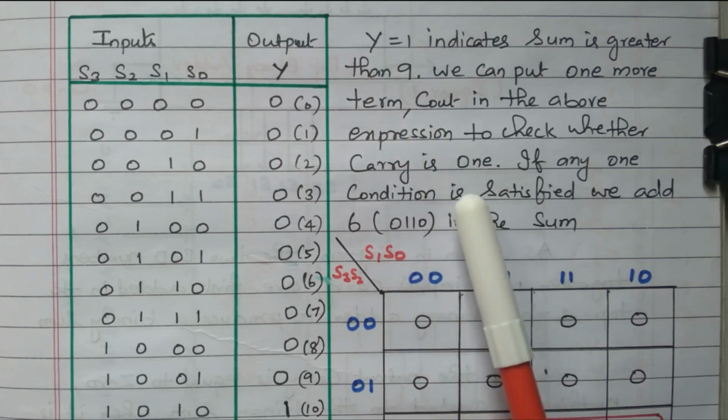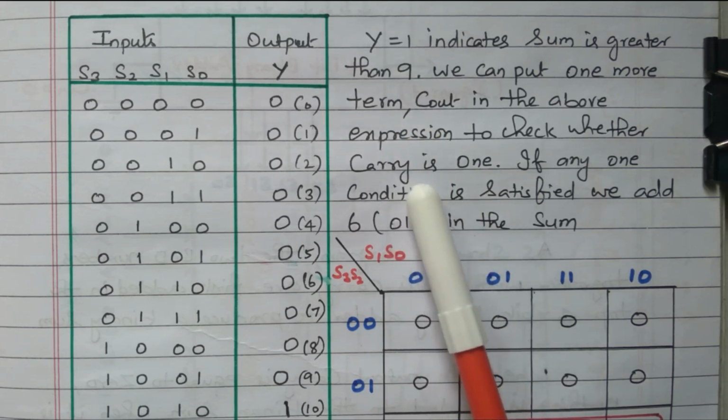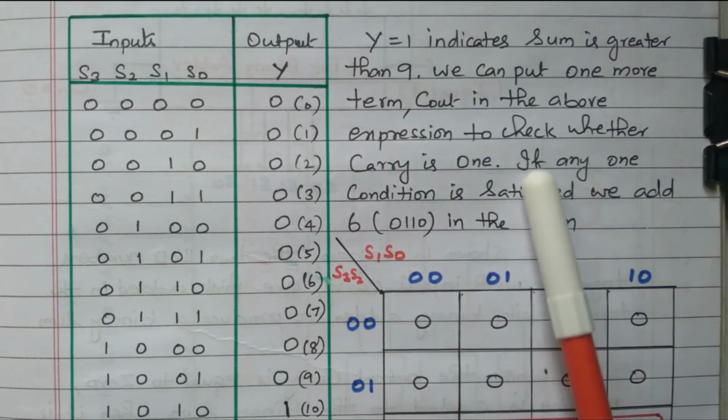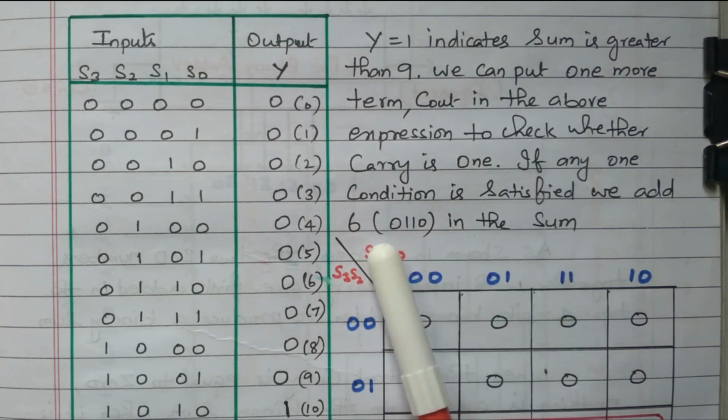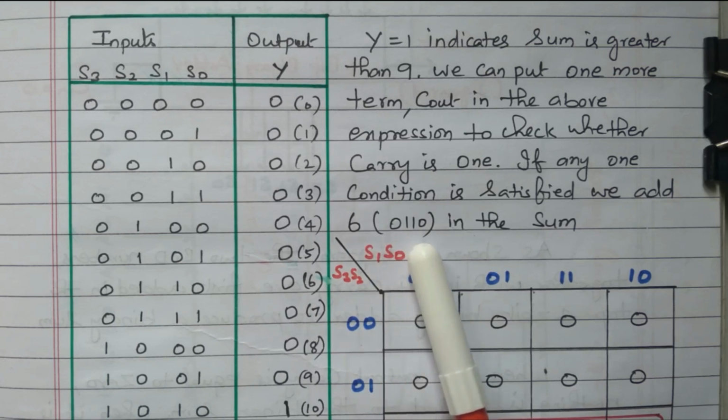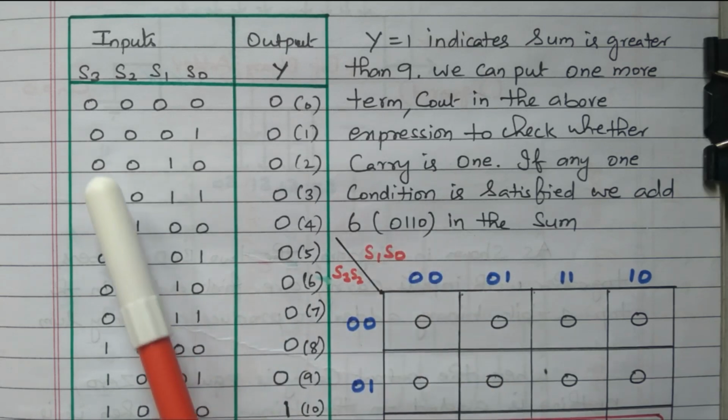And also we need to take into account the carry. If the carry is generated, we have to use the same process, that is, we need to add the sum of 6, 0, 1, 1, 0, right. Now we'll see this truth table.